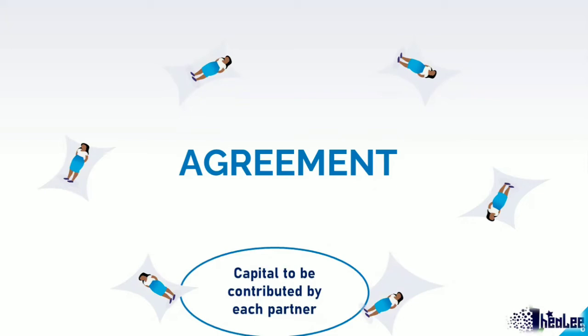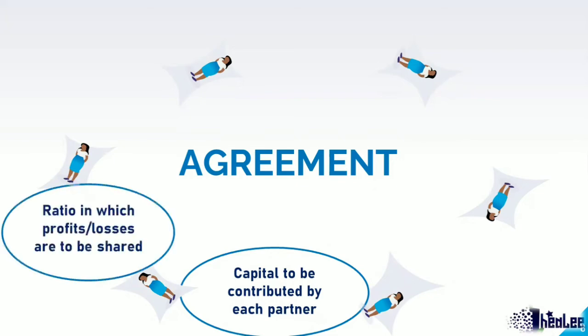How much capital Tom brings into the business, how much capital Ari brought into the business, how much capital Jay Lee puts into the business. So that would be in the partnership agreement. Another is the ratio in which profits or losses are to be shared, whether equally, etc. So that will be indicated in the partnership deed.